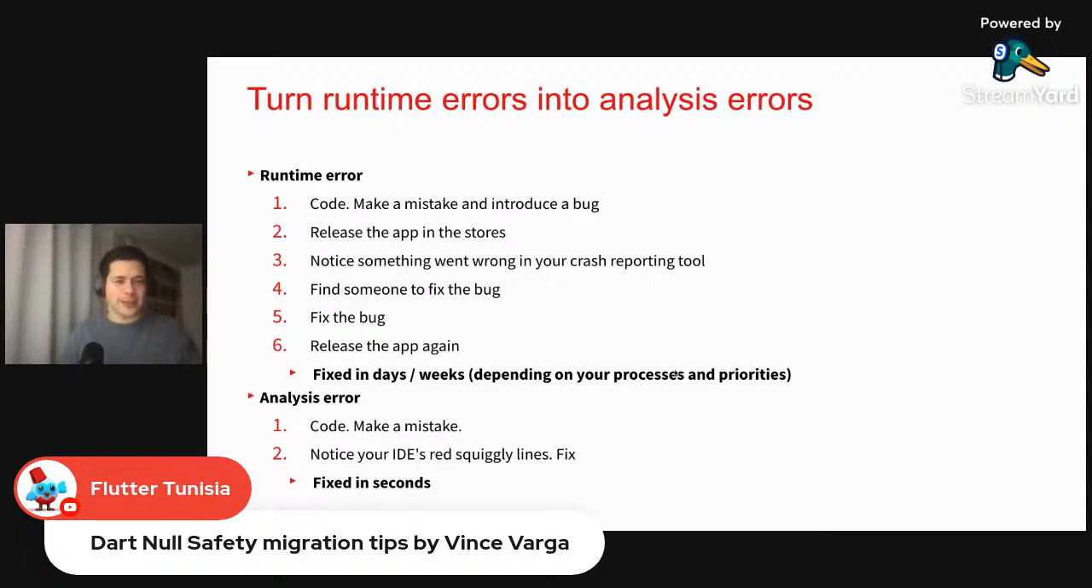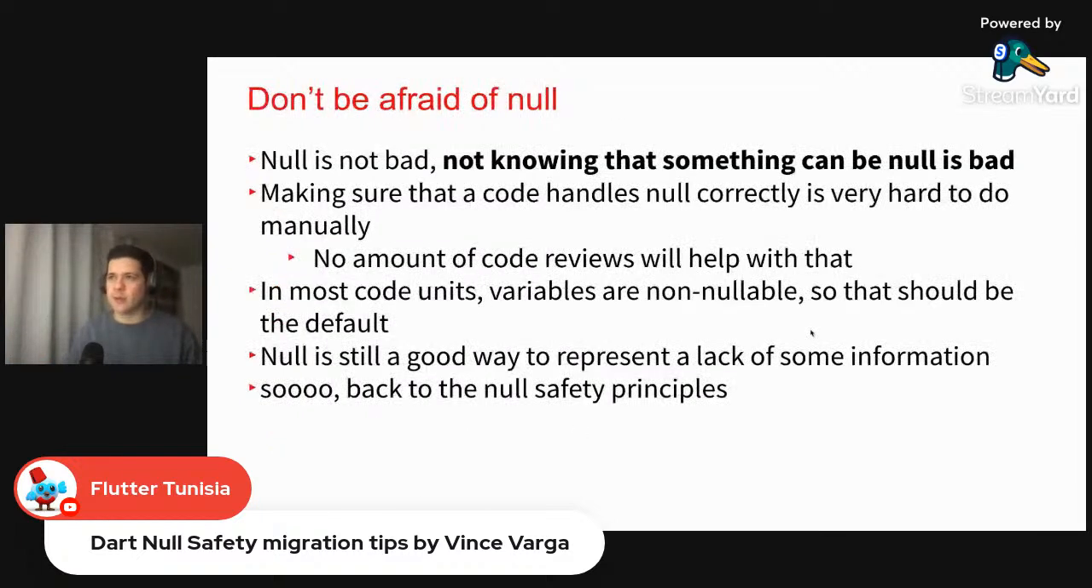So of course, if the whole app crashes, then you will probably make it a very important thing to fix. But if there is some small, not frequently visited part of the application, then maybe it will not be that important. But let's compare that with the analysis error. So again you're creating a function or whatever, you're writing your code, you make a mistake, you forget about null safety, and then immediately within sub-seconds, you notice in your IDE that you have this red squiggly line, and okay, whoops, I forgot about null, and it's time to fix it. And so it's a very strong contrast between fixing something in weeks versus seconds. So that's why I think it's a very, very important thing.